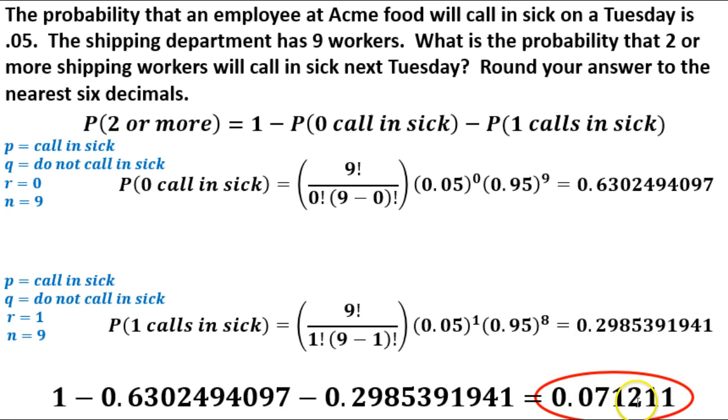Very low probability that 2 are going to call in sick, mostly because we have a 0.95 chance that they will not call in sick at all. So 2 or more is very unlikely.